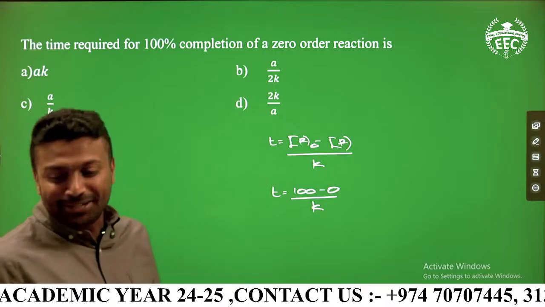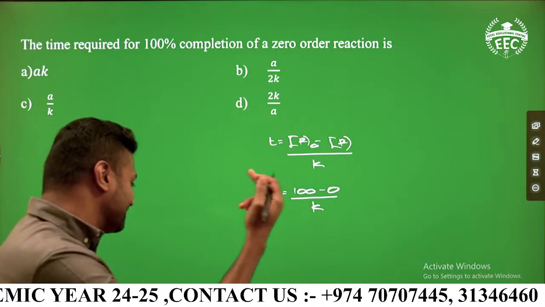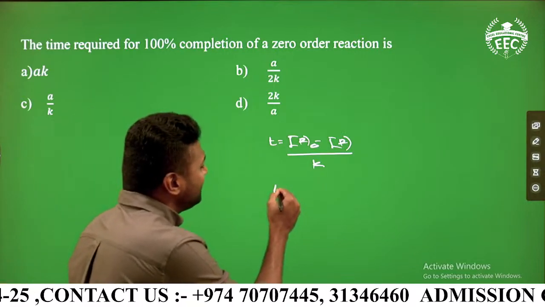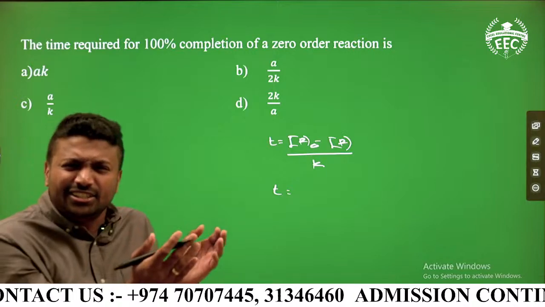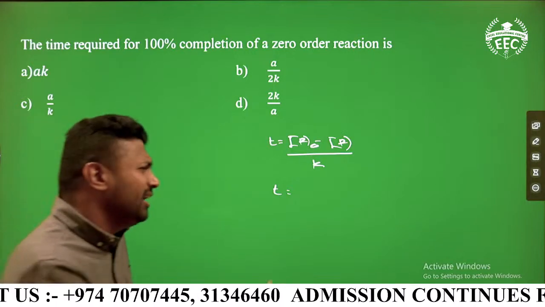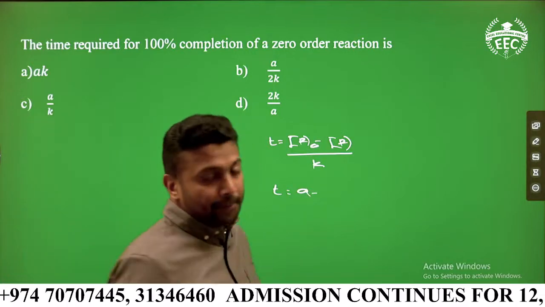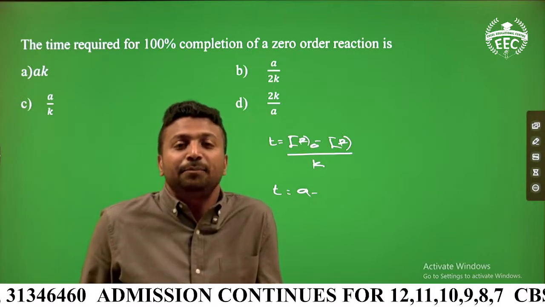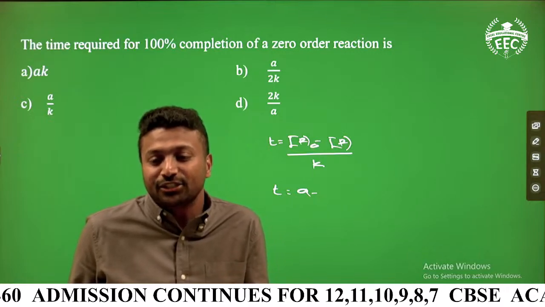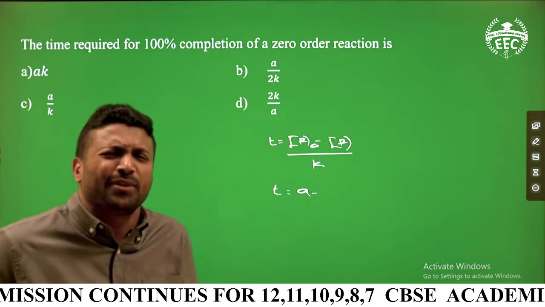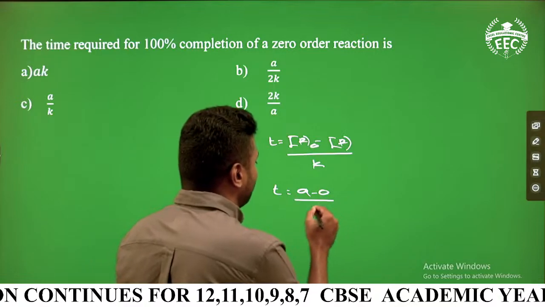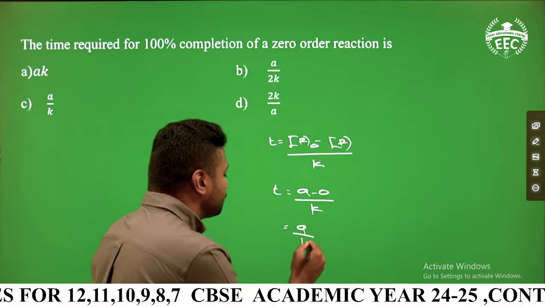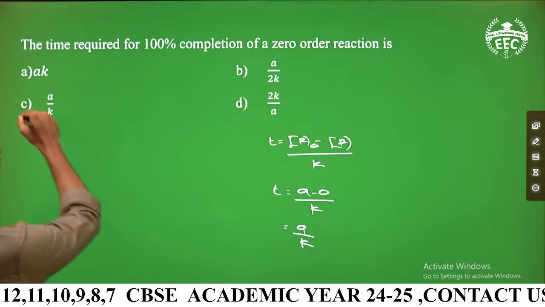No, not infinity, bro. R0 is the initial concentration of reactant. Here I think they took R0 as A, the initial concentration. So R0 as A minus R, the concentration of the remaining reactant, which is 0 for 100% completion, divided by K. So A minus 0 by K is the same as A by K. Go with the option, C is the right answer.